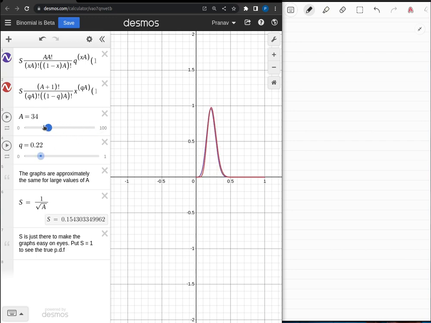No, they are not. When you change a, you see that there's a bit of a gap between them. It's only for big a values that these appear to be the same. So it's not like they are the same, they are approximately the same. And we can use this approximation to our advantage.